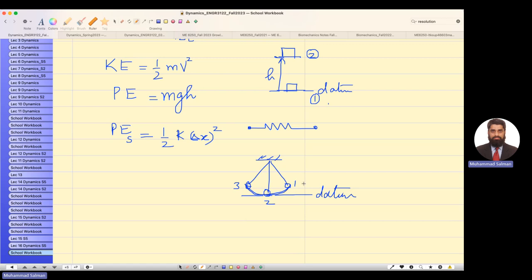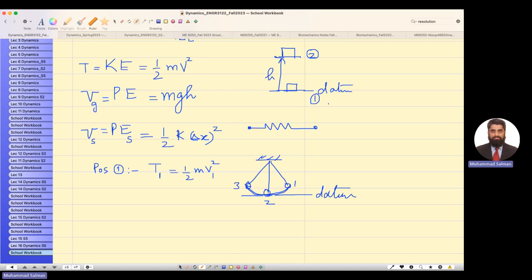For example, if I talk about position 1, kinetic energy, which is also written as T. In our book, this is written as T. T is kinetic energy, the symbolic expression is T. And for example, I want to show you, this is T1, half mv1 square. Can anyone tell me what is the velocity of this pendulum at position 1?